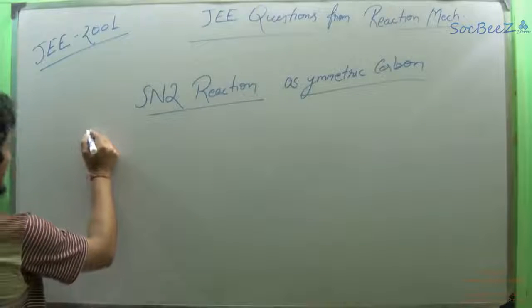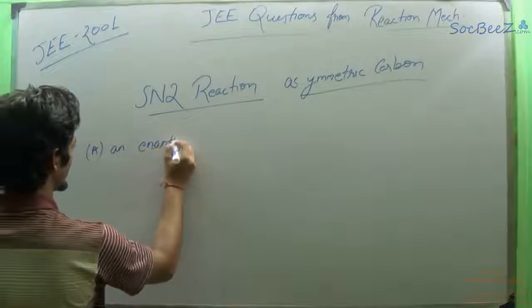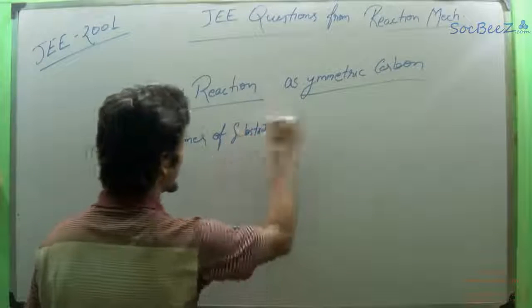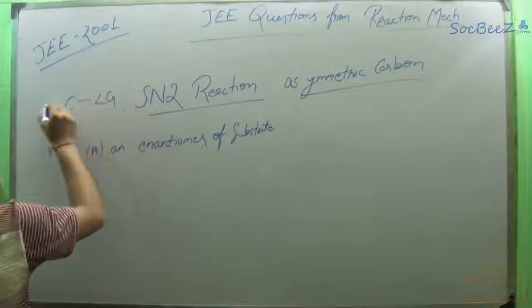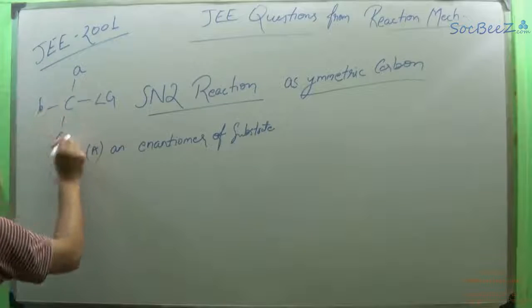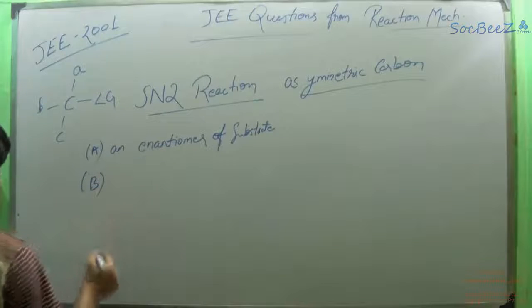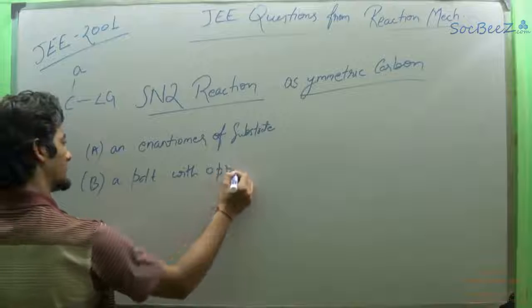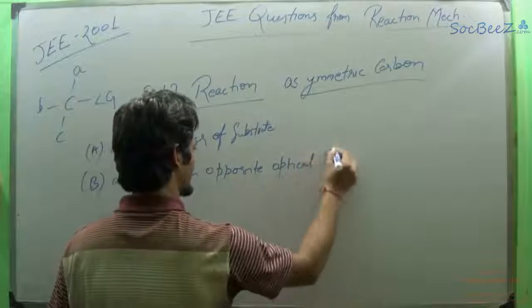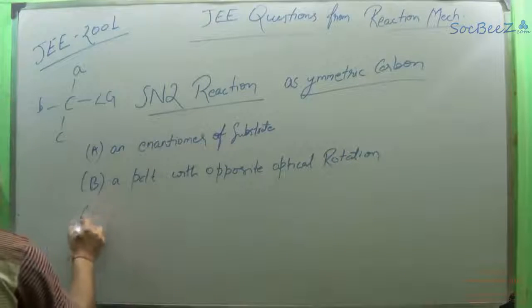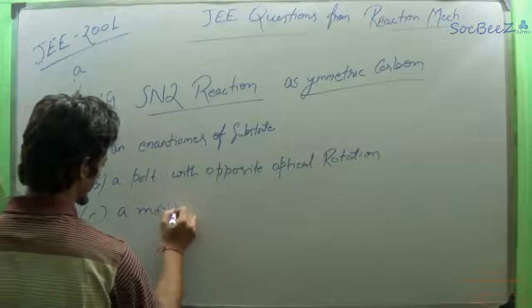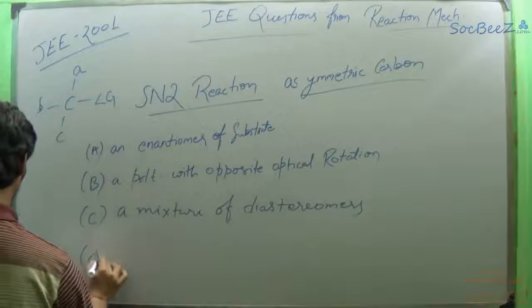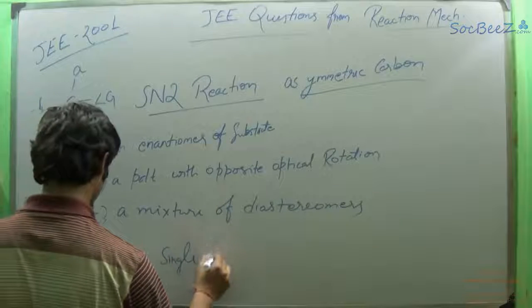The first one is an enantiomer of the substrate. Let us assume this asymmetric carbon has one leaving group and three more valencies, let's say A, B, C. The B option is a product with opposite optical rotation. The C option is a mixture of diastereomers, and the D option is a single stereoisomer.